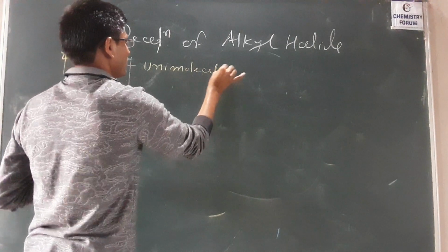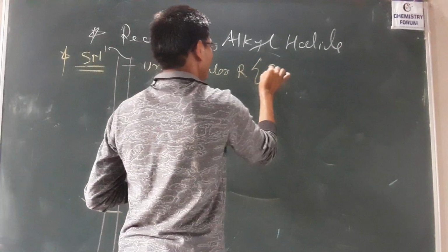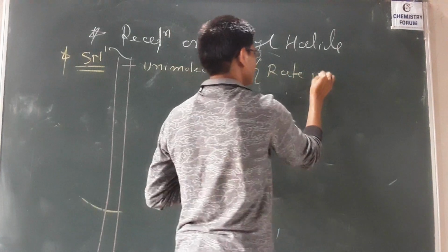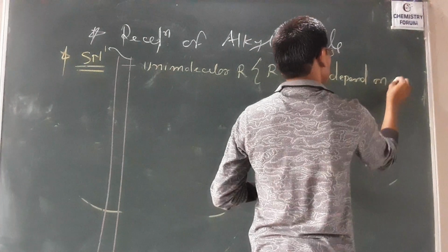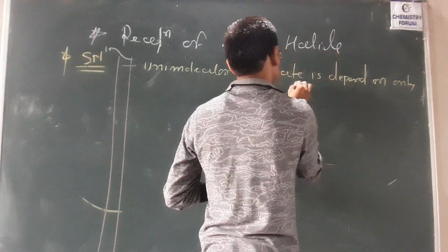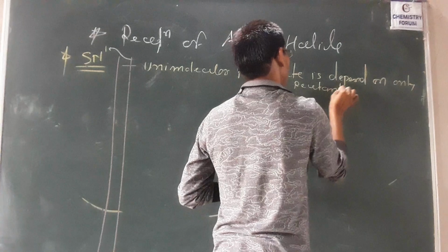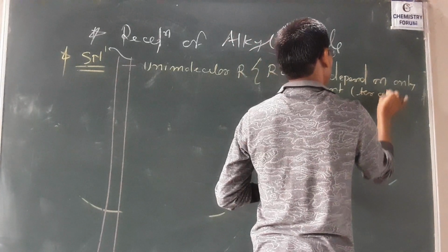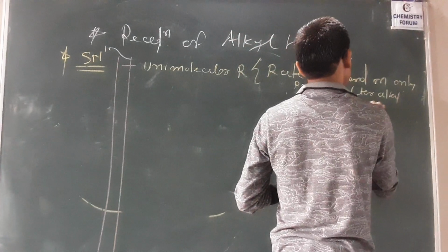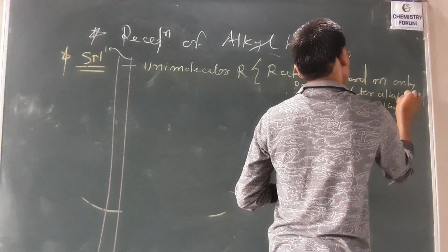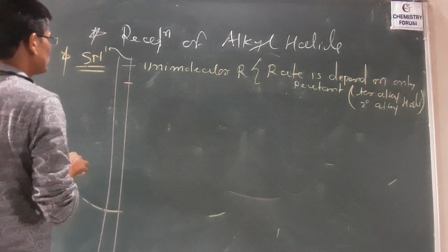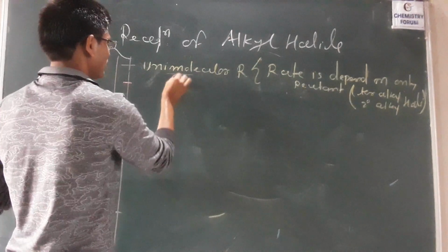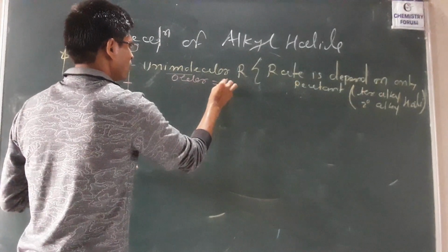Unimolecular reaction. Why? Because the rate of the reaction depends on only one reactant. That is tertiary alkyl halide or secondary alkyl halide. So the next one is the order. We can say the order is 1.